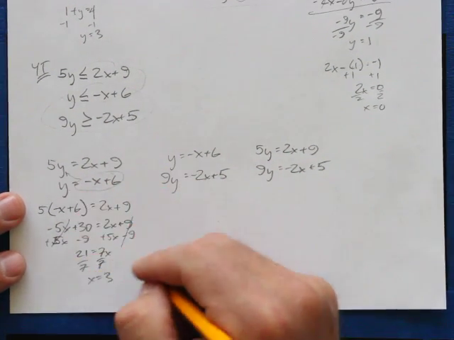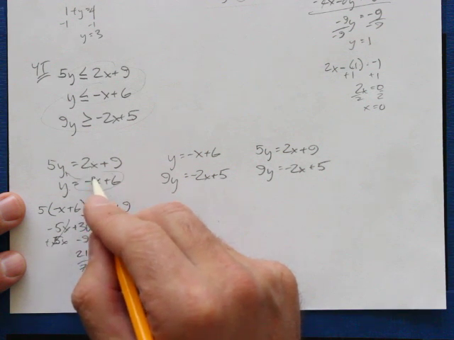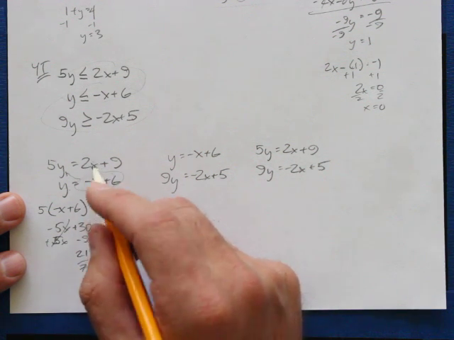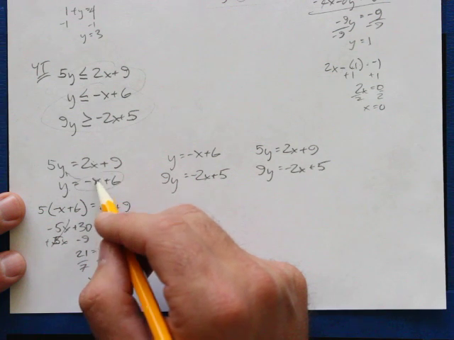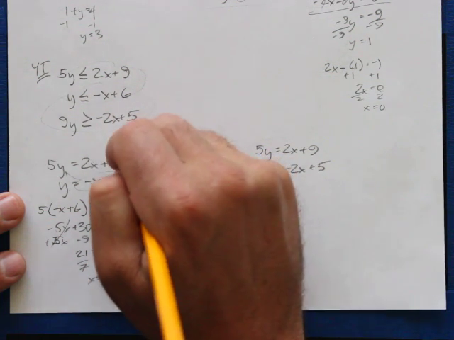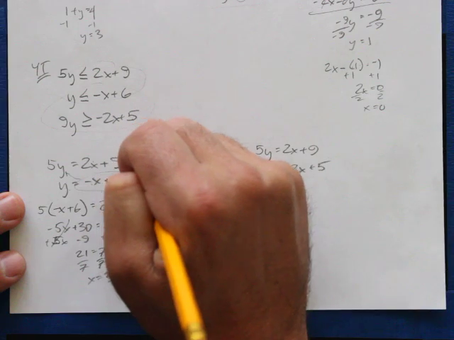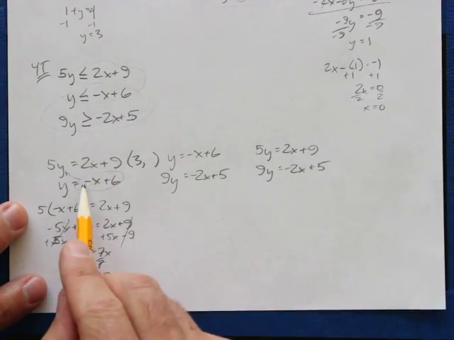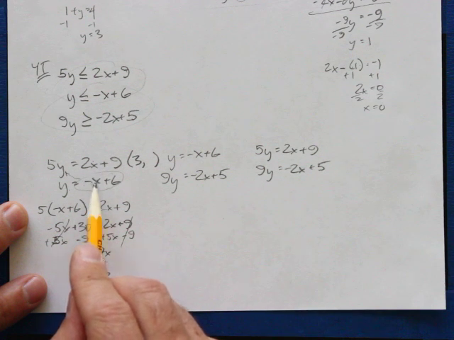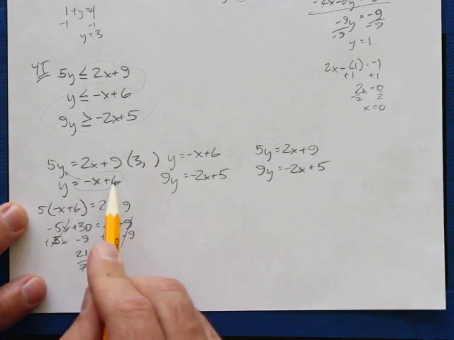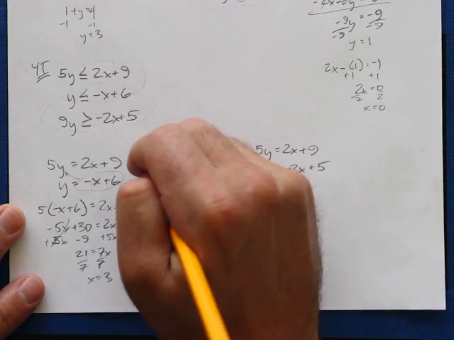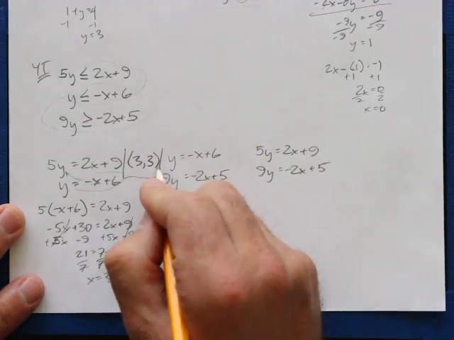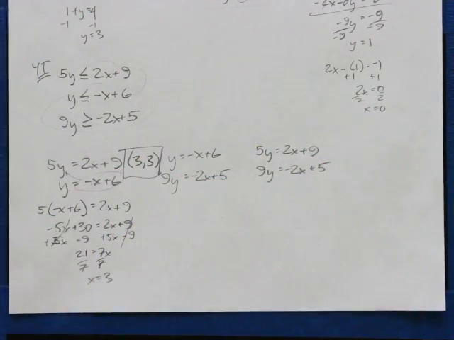So for this one, the vertex, the point of intersection between these two lines is 3 something. I don't know what my y value is. I'm going to plug it in here. Negative 3 plus 6 is positive 3. So that means 3, 3 is my point of intersection between those two.